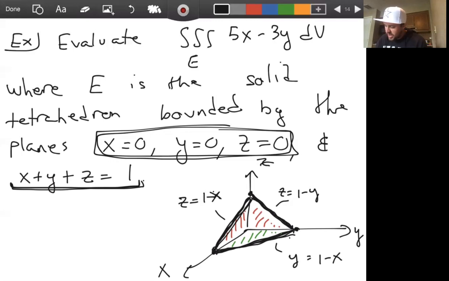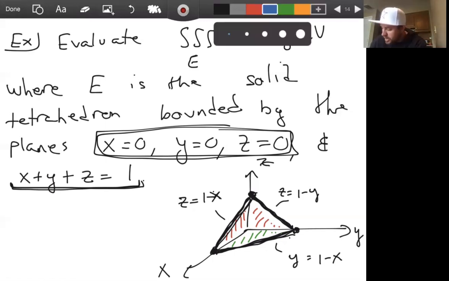So hopefully you can see that tetrahedron. And this is our region that we are taking the integral of 5x minus 3y over, right? And so what do we need here? We need z bounds, we need x bounds, and we need y bounds. So let's look at our z bounds, right?